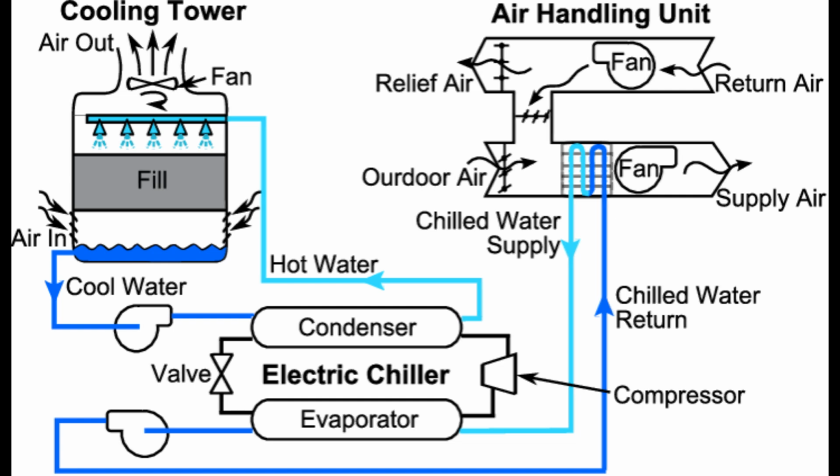This diagram illustrates a water-cooled chiller system used in an HVAC (heating, ventilation, and air conditioning) setup to provide chilled water for cooling an indoor space. Let's break down the different components and their functions.